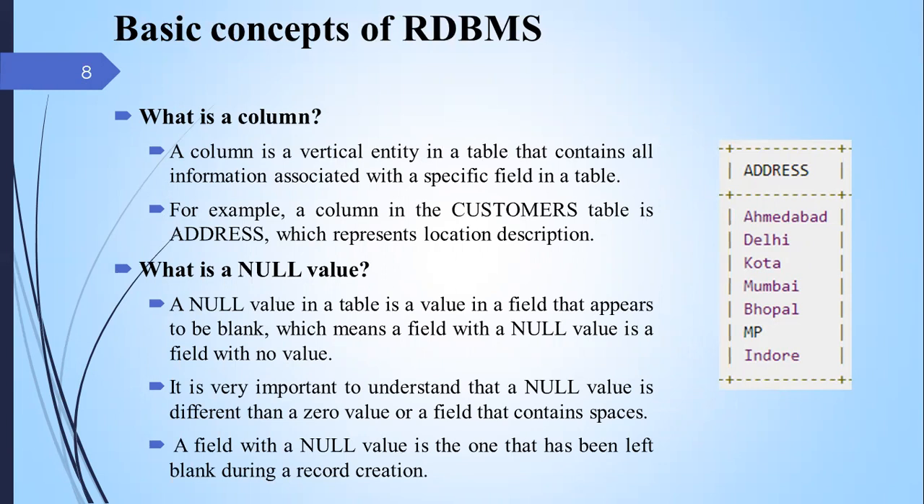Next is the null value. A null value in a table is a value in the field that appears to be blank, which means a field with null value is a field with no value. It may be possible during the creation of a database that in some fields, some of the entries have no value.